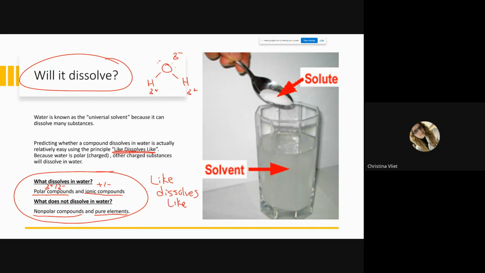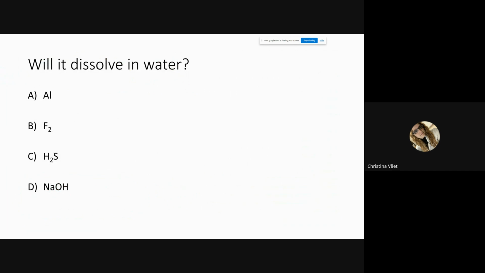All right, moving forward. This is the next type of question you could be asked: will it dissolve in water? So Al is a pure element, right? Once we have identified that this is a pure element, it will not dissolve.